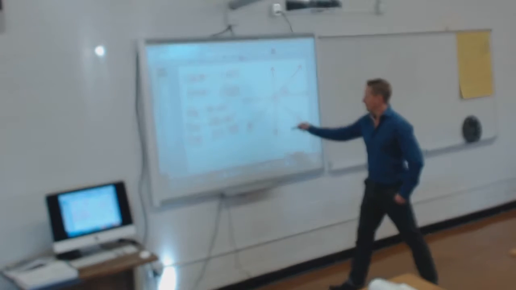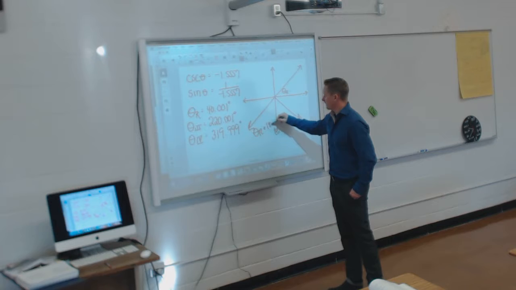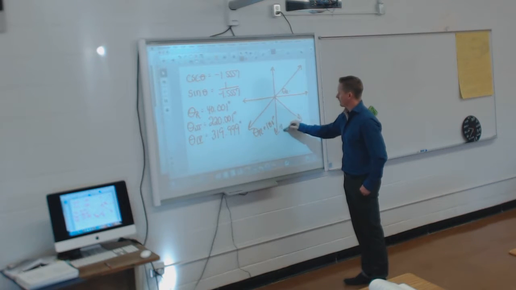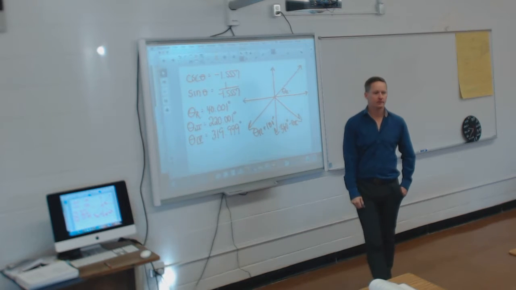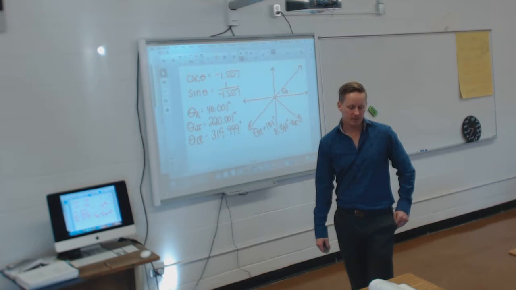Right? This quadrant, reference angle plus 180 degrees. This quadrant, 360 degrees minus your reference angle. We've done that. We did that last year. So far, so good. But what's my domain?